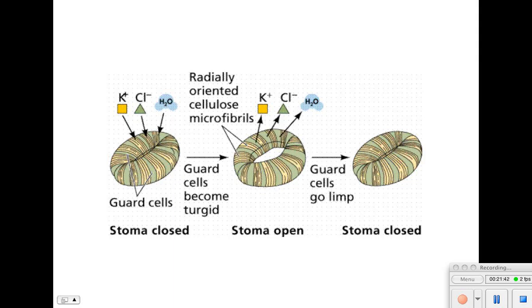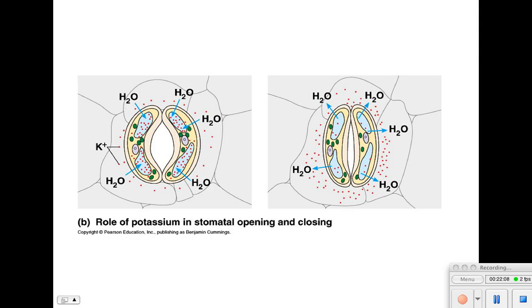So here, my guard cells are dehydrated. They don't have a lot of water in them. They're flaccid, I think is the word that the book uses. So it's going to take in potassium and chlorine, and then as a result, water is going to rush in. Now those guard cells become turgid, and they open up. When they want to close, the ions will leave, and thus water will leave, and then they'll go limp and close. So another diagram, turgid, not turgid.